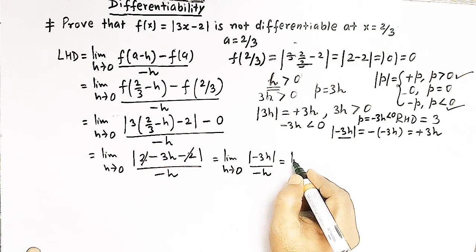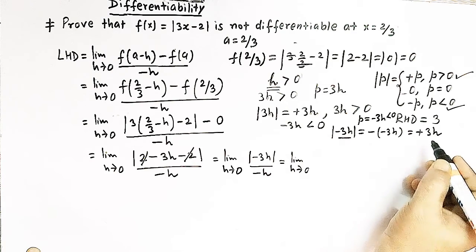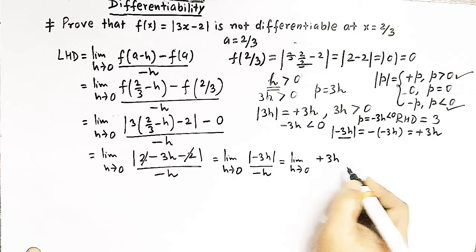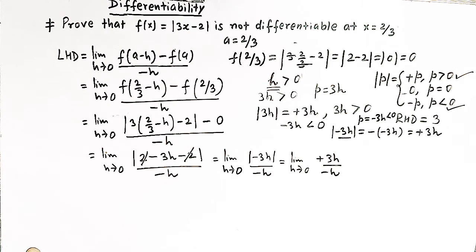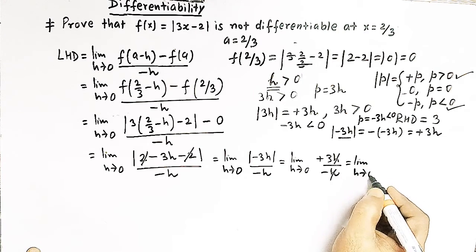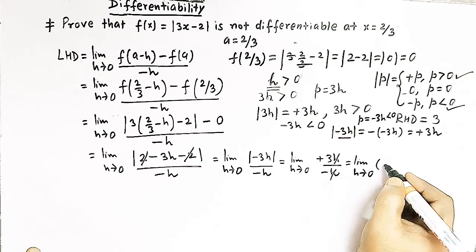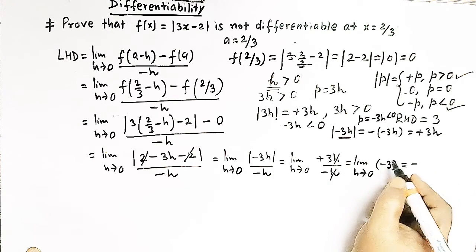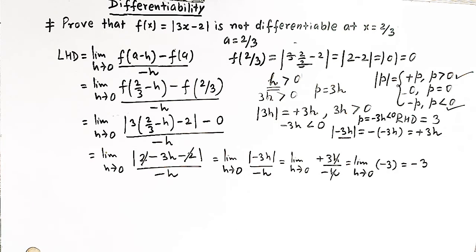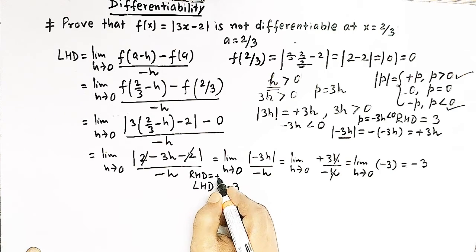So here we have limit h tends to 0, and mod of negative 3h is equal to here positive 3h, and here we have minus h, right? Now h and h get cancelled, we have limit h tends to 0, and here we have now 3 over minus 1, so we have minus 3, and this limit is equal to minus 3, right? So the left hand derivative is equal to minus 3, and the right hand derivative is equal to positive 3, right?